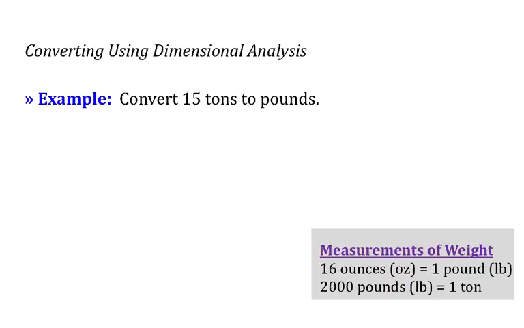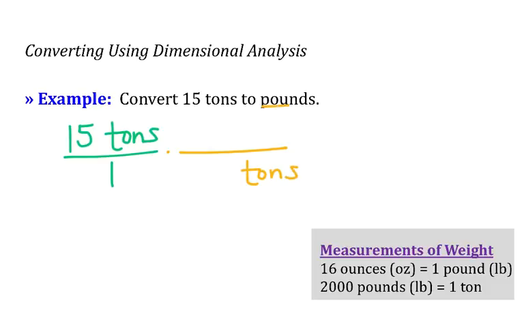Here we're asked to convert 15 tons to pounds, and let's use that same strategy we just saw in the previous example. So I start off with what I'm given, 15 tons. I want to multiply by a conversion factor to eliminate the unit of tons and introduce the desired unit, which in this case is pounds.